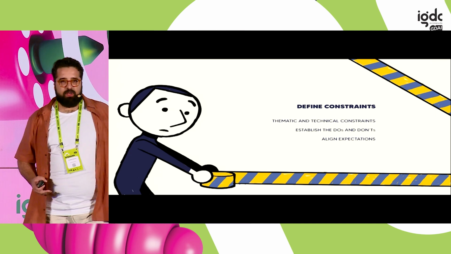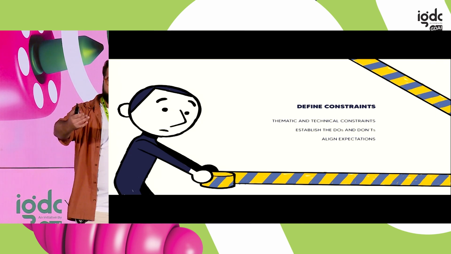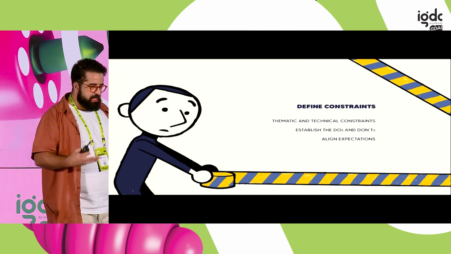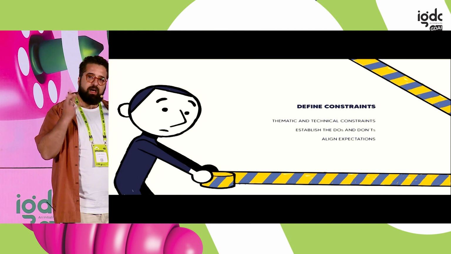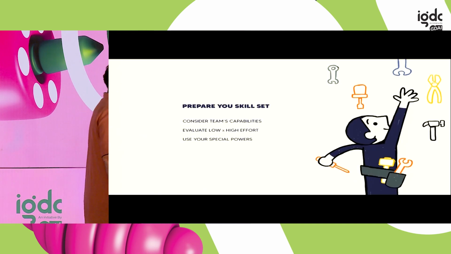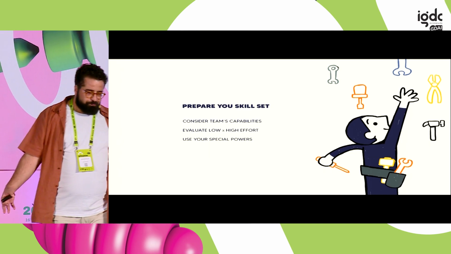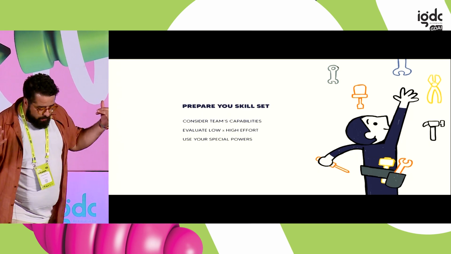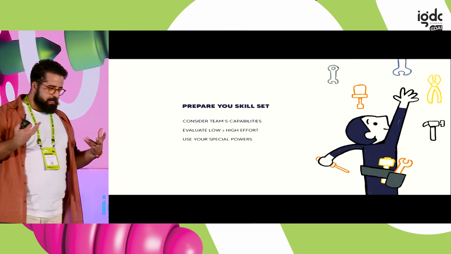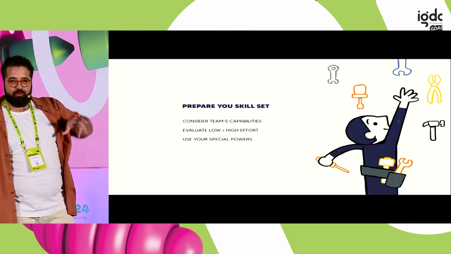It's not a deep document, as Alvaro said yesterday about the UI, but it's something like starting with some understanding of where you can go and where not. Prepare your skill set. It's important to build a pipeline around your strengths, okay? I put there: use your special powers.